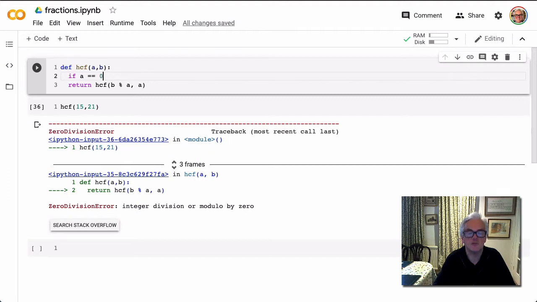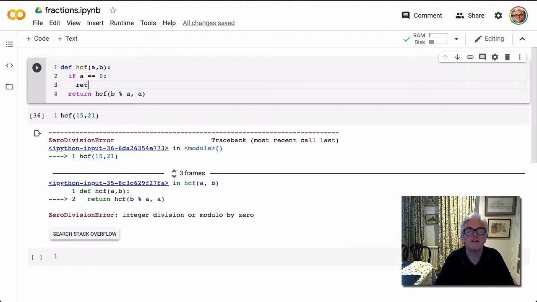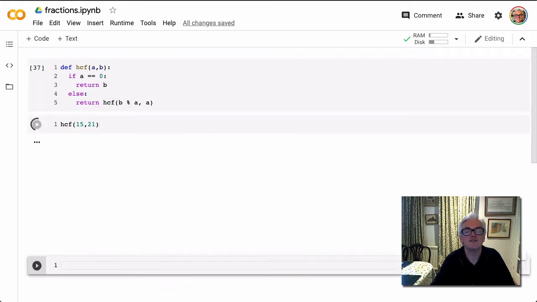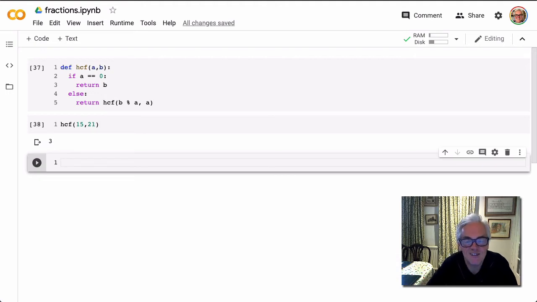If a is equal to 0, then return the second value b, else return what we had originally. Okay, let's try that again. And this time we should get the answer 3 back. Indeed we do. That's a relief, isn't it?